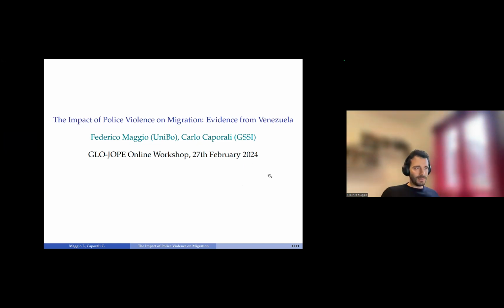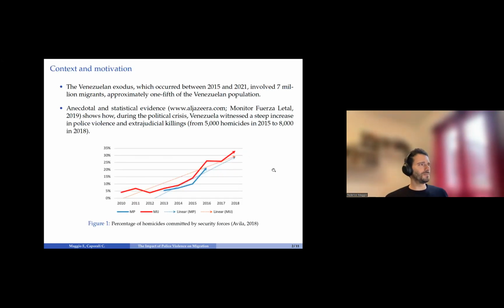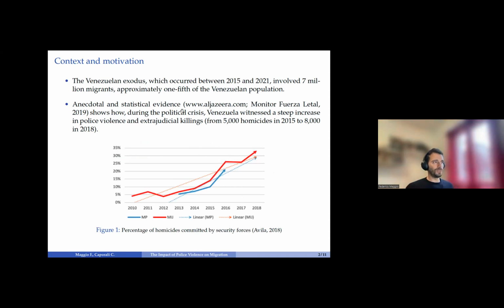So broadly, the aim of this paper is to shed light on the non-economic factors that influence the migrants' decision to leave their home country, specifically focusing on the state violence and how this effect varies depending on the individual characteristics of the potential migrants. And so the perfect context to address our research question is provided by the Venezuelan exodus, which was prompted by the economic and political crisis that occurred in Venezuela between 2015 and 2021. This migration episode is the perfect context because it involved almost one fifth of the Venezuelan population, resulting in a very diverse composition of the migration flow in terms of individual characteristics, characteristics of destination countries and migration policies.